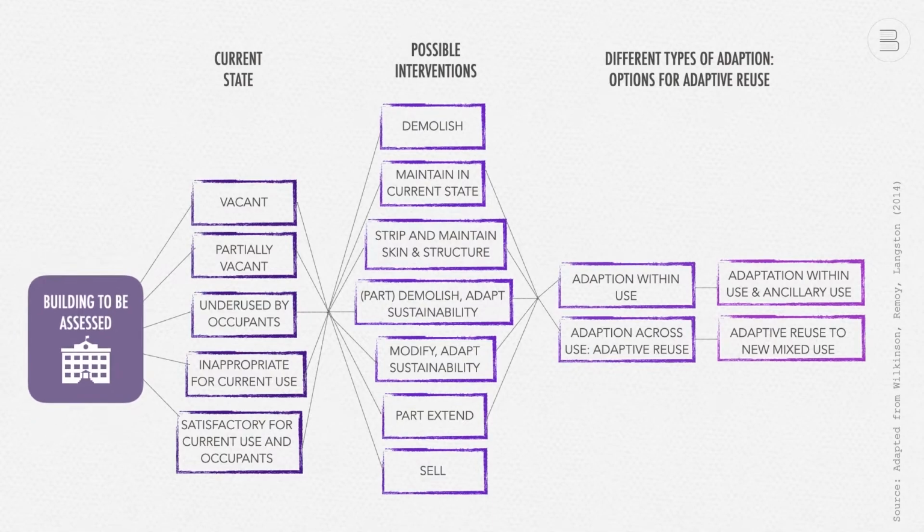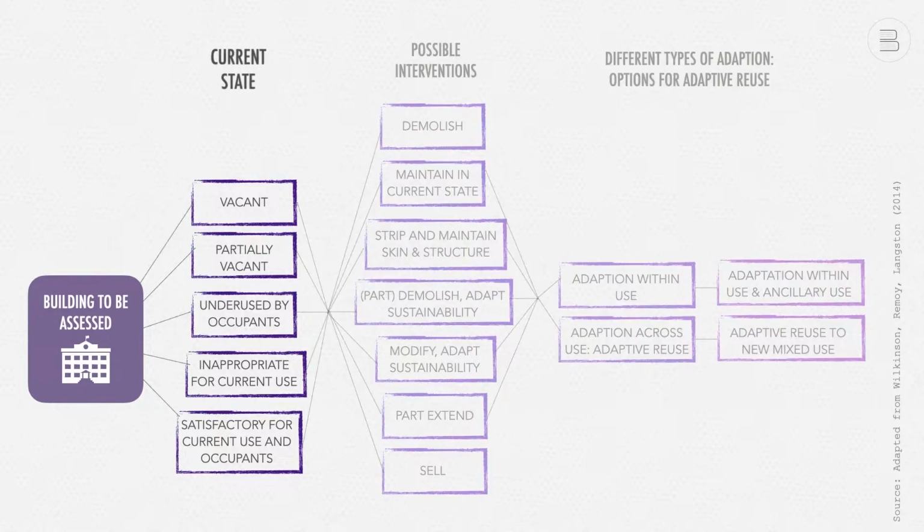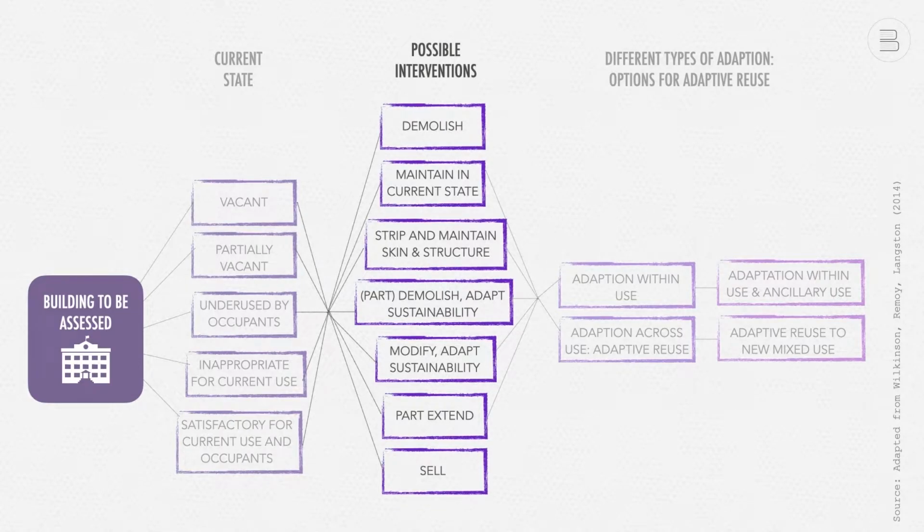Decision-making for adaptive reuse can be described by this scheme. First, describing the current use state of the building: vacant or partially vacant, underused, inappropriate for current use, or satisfactory for current use. Then we assess the possible interventions.